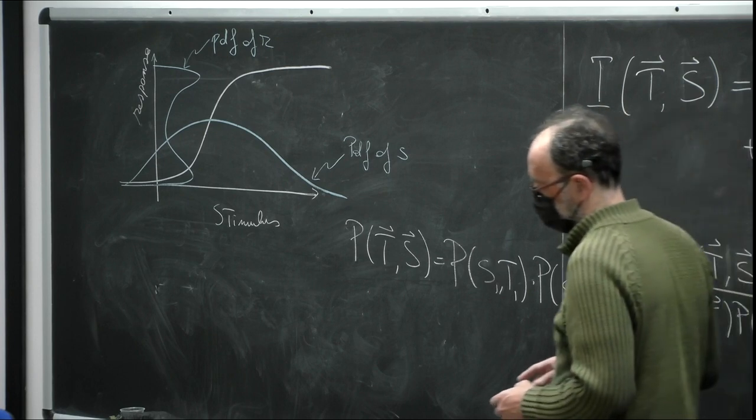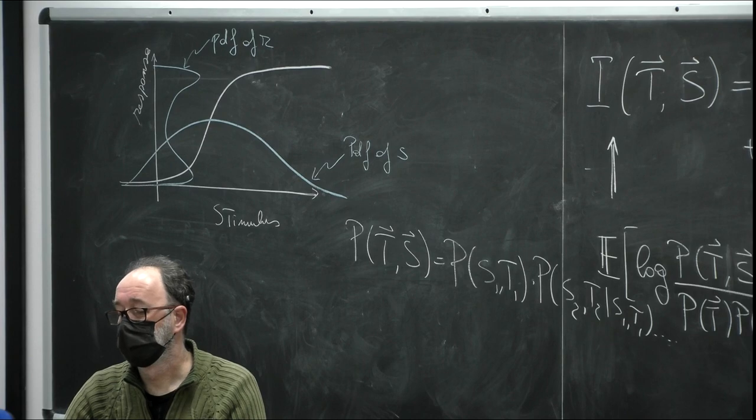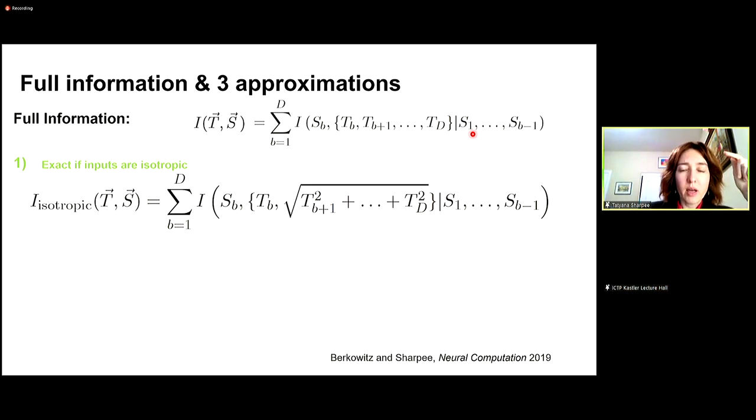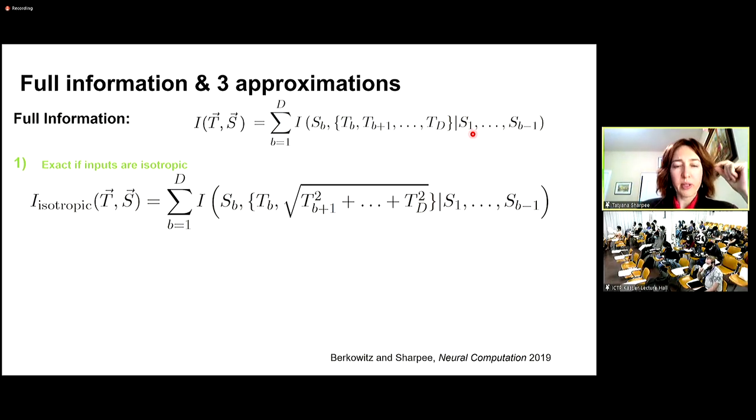Okay, so now the number of terms. Each of the terms one can compute, but their difficulty increases. The first term that is not conditional on anything is relatively easy to compute. But the progressive terms that have conditional information are more difficult because they are based on this conditional probability distribution where you have to sample together many different components of stimuli. Therefore, we will be doing approximations.